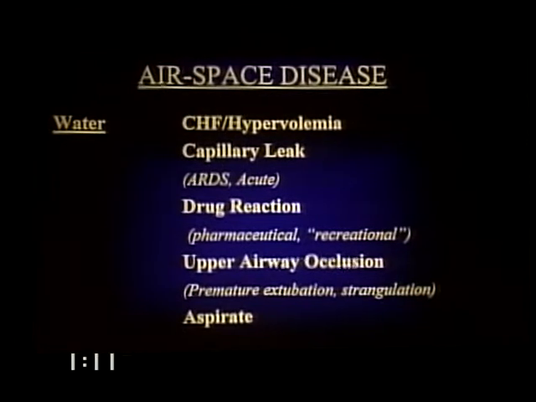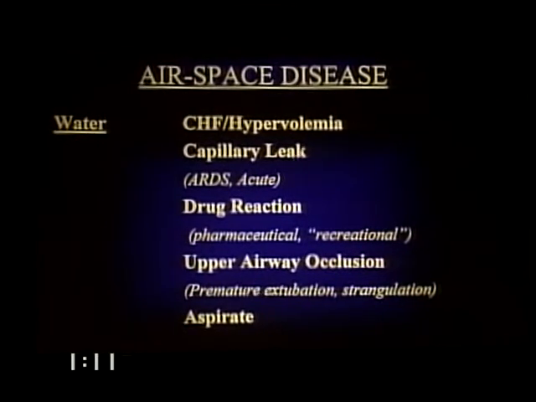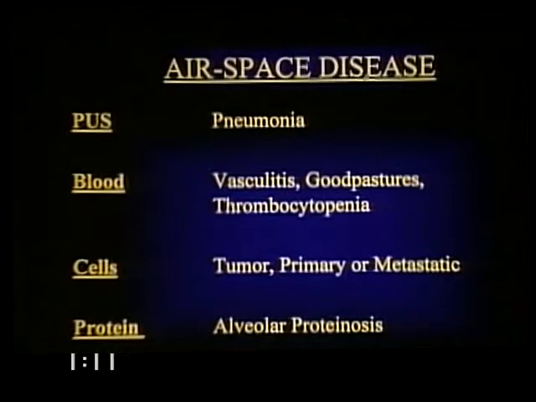There are many diseases, and this is the classic definition of the diseases that will produce an airspace opacity. There is what is loosely called water. There is what is loosely called pus, or perhaps more correctly called exudate, blood, which can result from any of a variety of diseases. Vasculitis is a very good example of that.